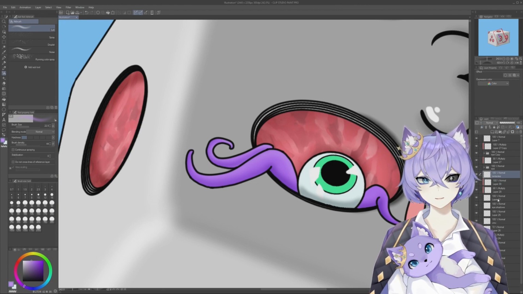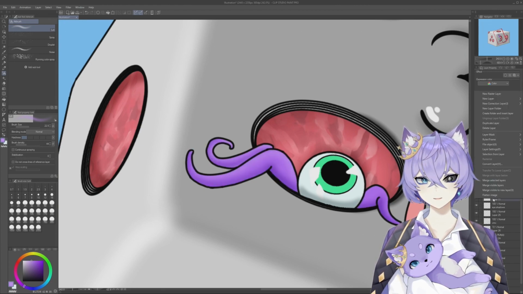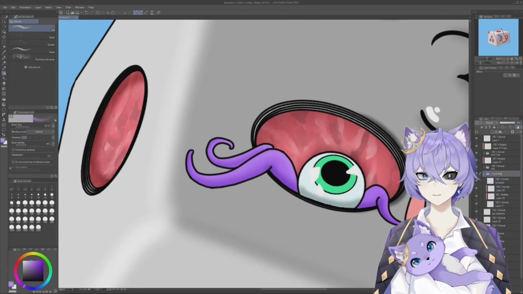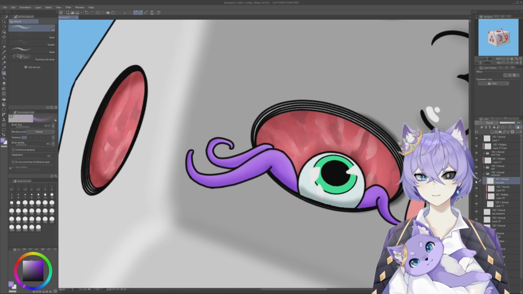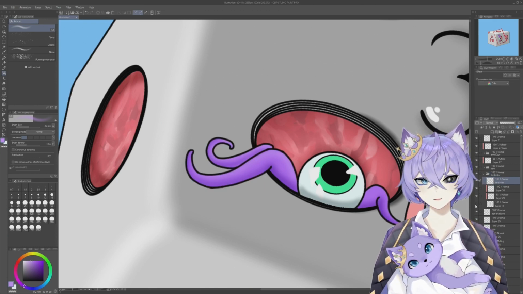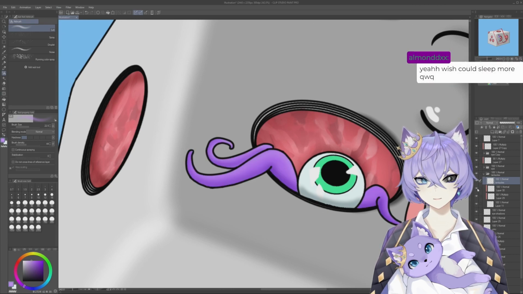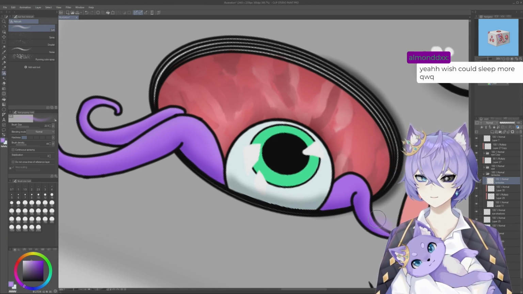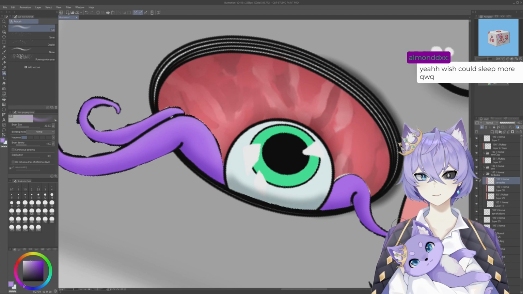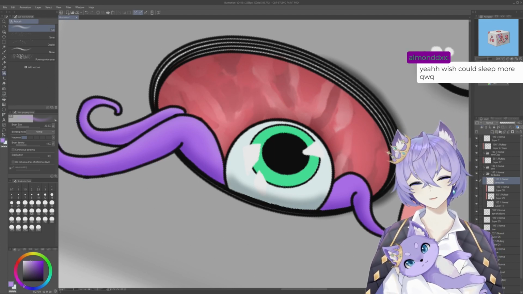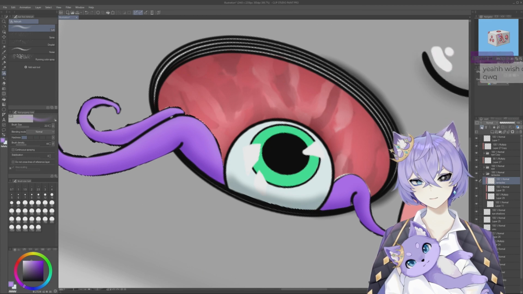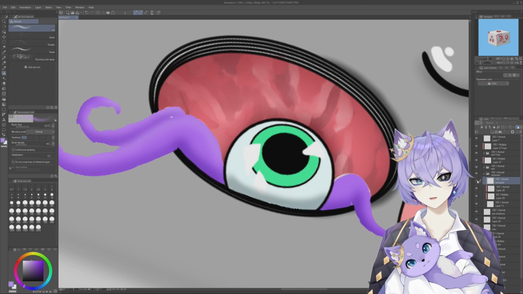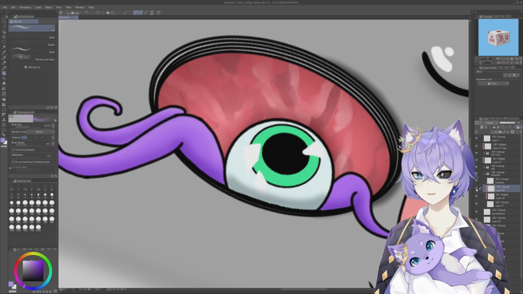Let's put all of these in the tentacle layer. Tentacles. Wait, if that's my... Wait, what? Why is it suddenly... Oh, that's the outline. Okay, I see now.